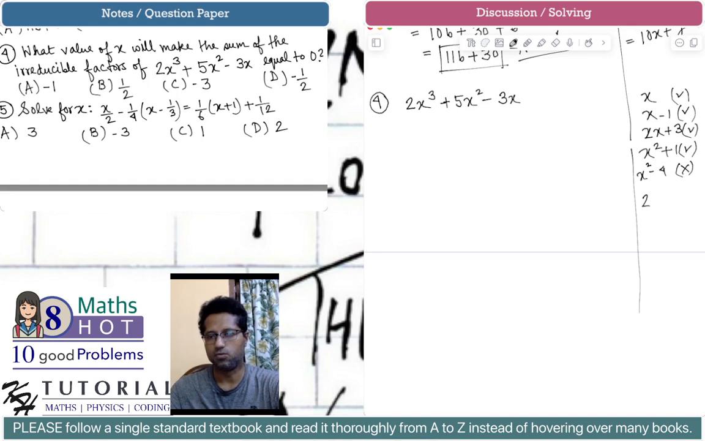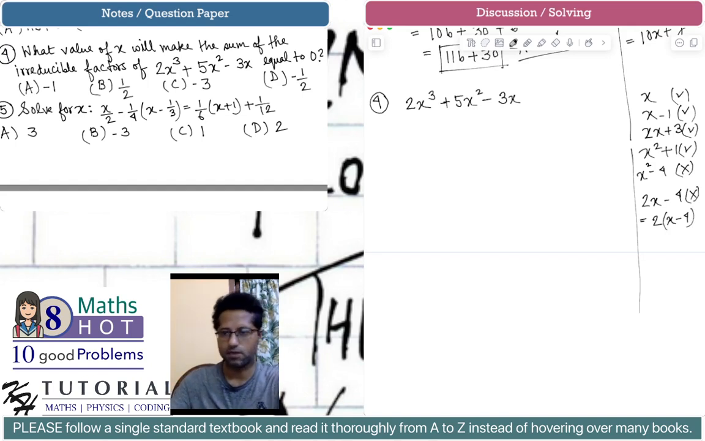Similarly, 2x minus 4 is also not an irreducible factor because the 2 can be factored out. We have a common factor of 2 from the two terms, so this is basically 2 into x minus 2. So 2x minus 4 can be further factorized, and hence it is not an irreducible factor.